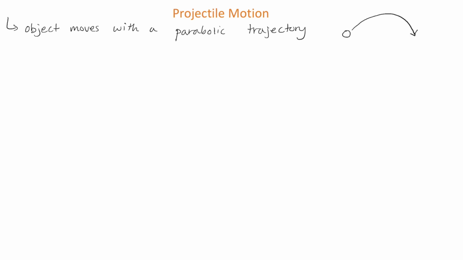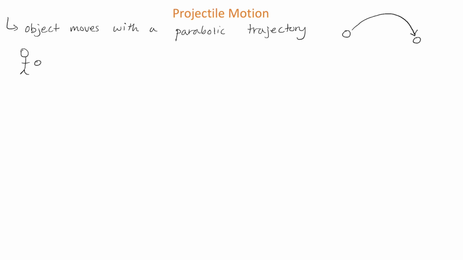In this video, you will learn about projectile motion. Projectile motion is when the object moves with a parabolic trajectory. What does a parabolic trajectory look like? Well, it looks like an upside-down parabola, or an upside-down U. Let's look at some examples.